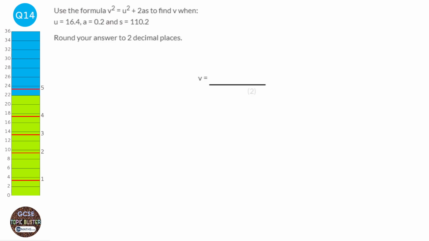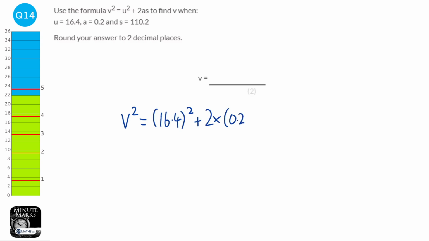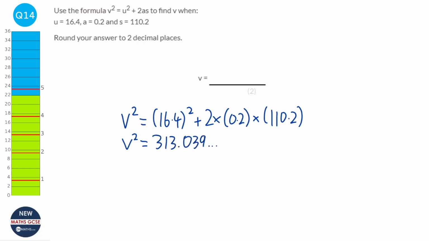So we're just going to substitute the values that were given into the formula. So v squared equals, and then u is 16.4 squared plus 2 times a, which is 0.2, times s, which is 110.2. Type that into the calculator and you get 313.039 and so on.